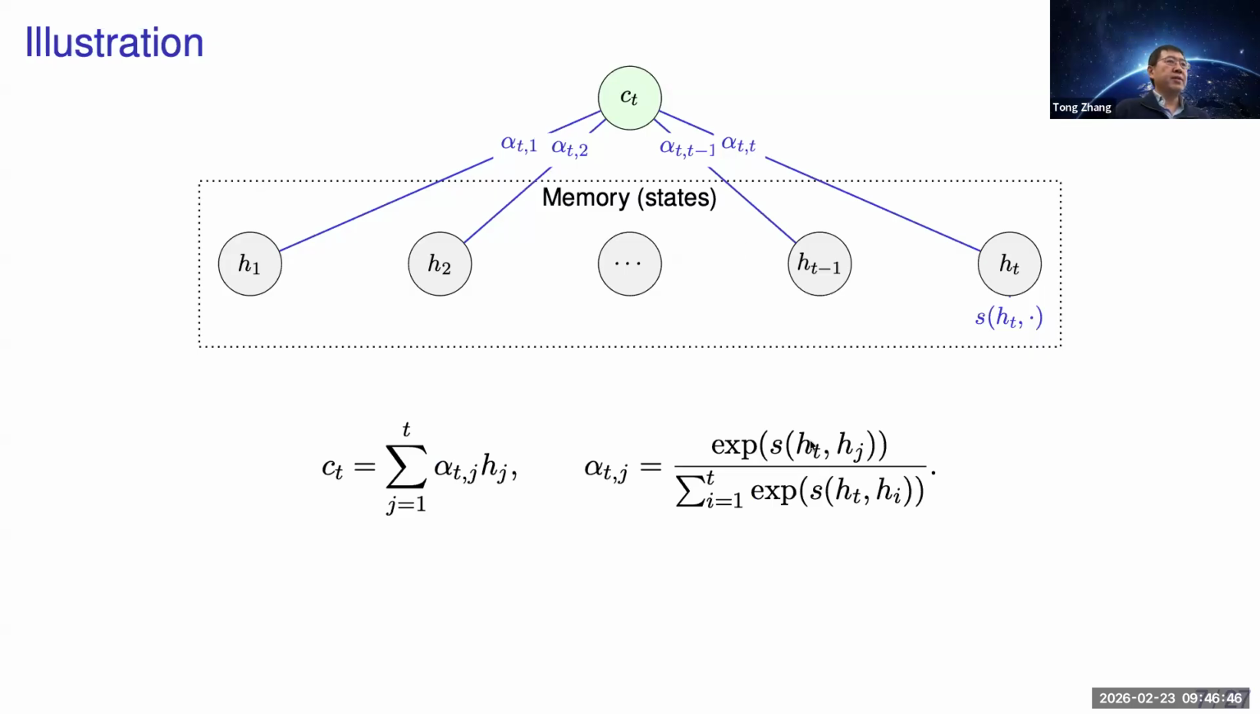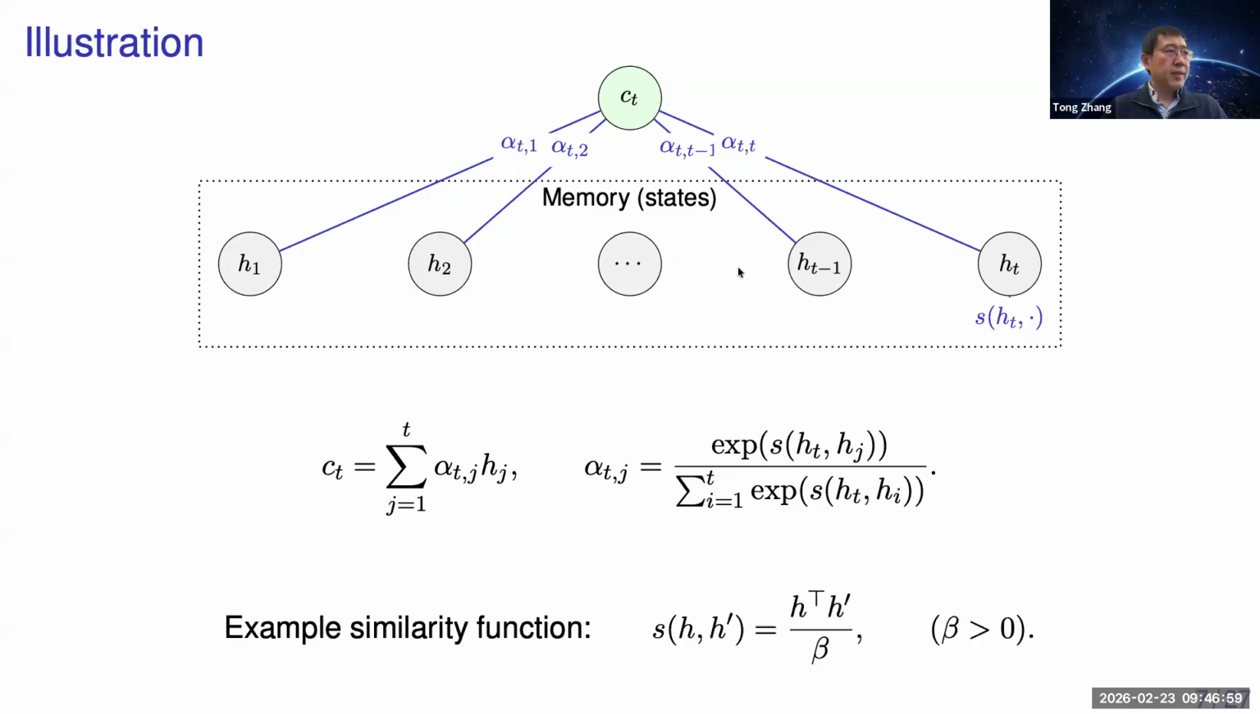And the retrieval is based on this. Later on, we will see that it's a more general form of attention, which is also in the transformer, using this memory system point of view. One thing about it is the similarity function. In the transformer, usually you have this so-called scaled dot product. This one is HT H prime divided by beta. So why do we want to divide by beta? We'll see it again later when we look at transformers.